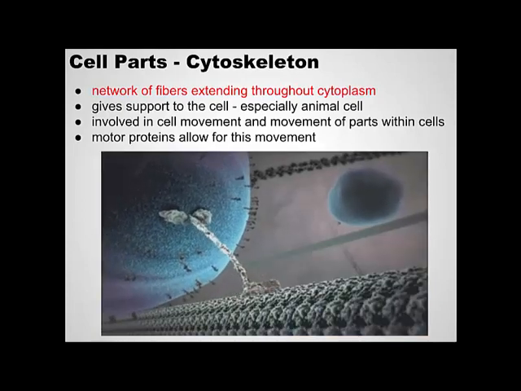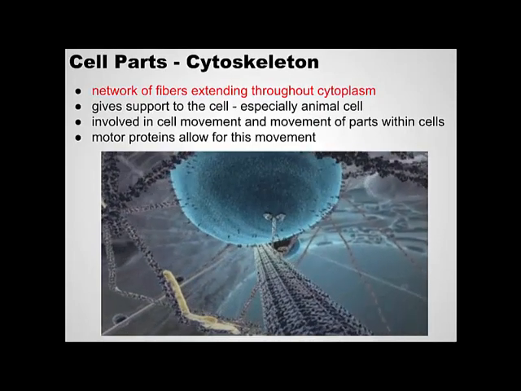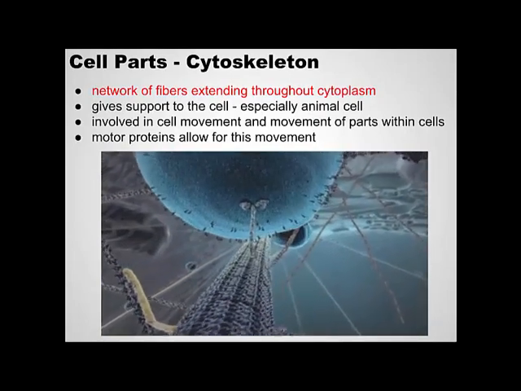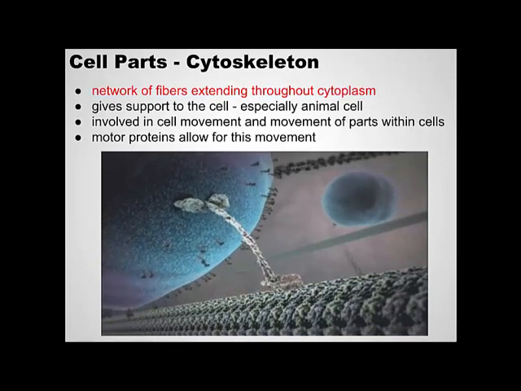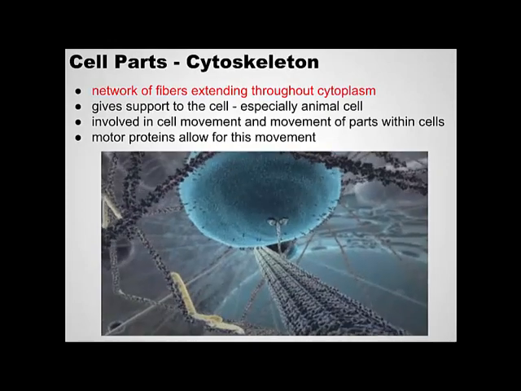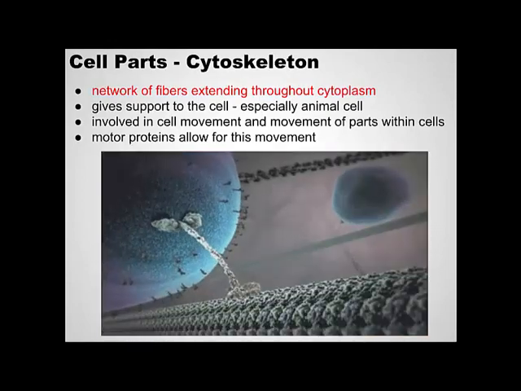But they also are important for the movement of materials within the cell. For example, these are vesicles we talked about earlier with the Golgi apparatus. These vesicles leave the Golgi apparatus and are heading out towards the cell membrane. Well, this animation is sort of showing how that would happen.